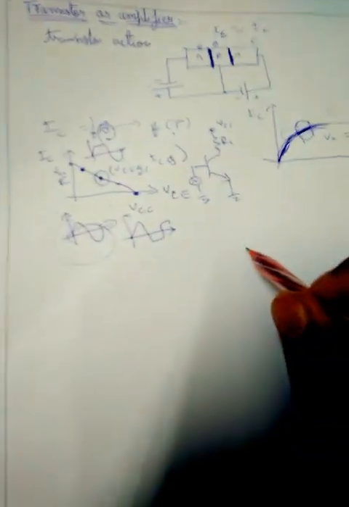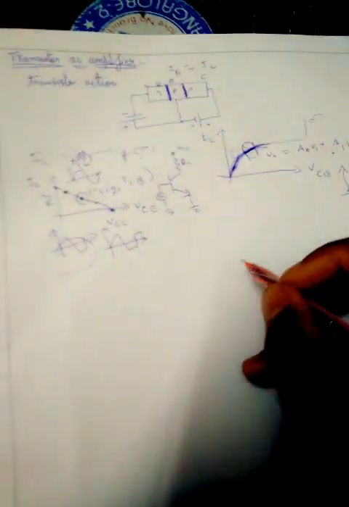There are various biasing circuits available. The famous ones are base bias. Base bias is nothing but a normal transistor circuit, shown here. Let me draw it again here.